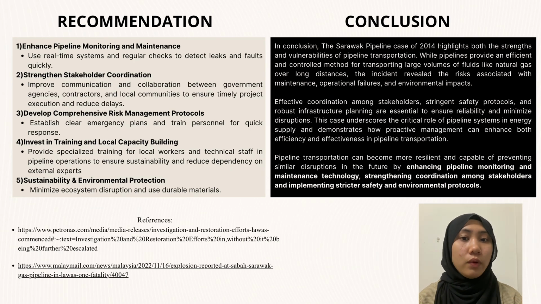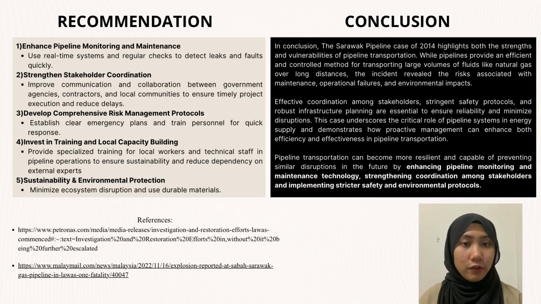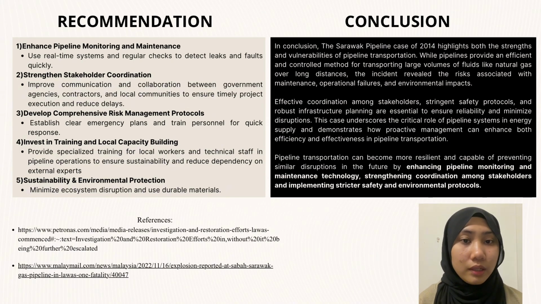For conclusion, the Sarawak pipeline case of 2014 highlight both the strengths and vulnerabilities of pipeline transportation. While pipeline provide an efficient and controlled method for transporting large volume of fluid like natural gas over long distance, the incident revealed the risks associated with maintenance, operation fail, and environmental impact. Effective coordination among stakeholders, stringent safety protocol, and robust infrastructure planning are essential to ensure reliability and minimize disruption.